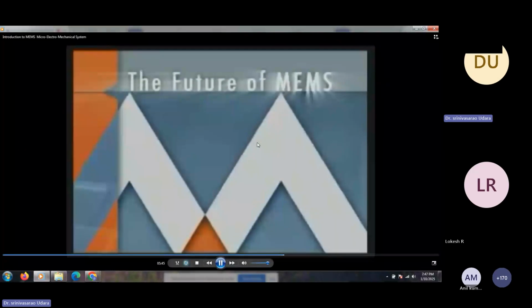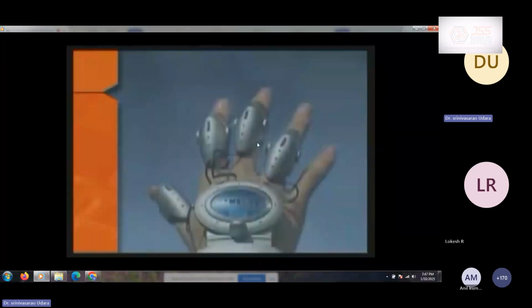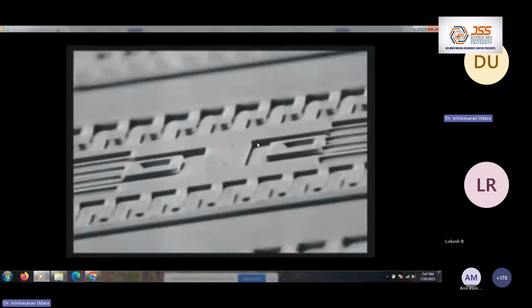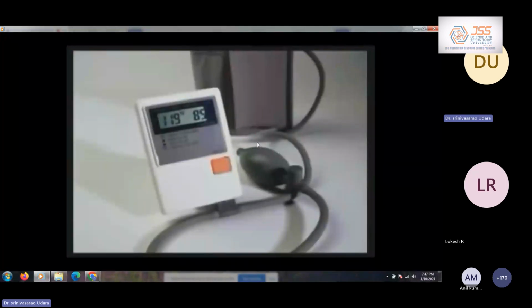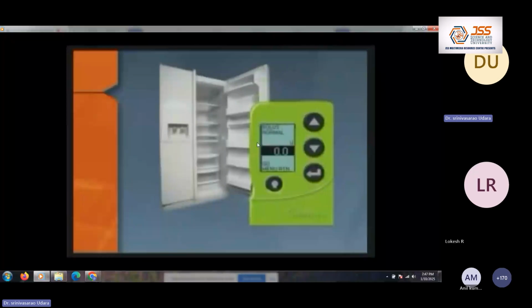MEMS technology will continue to quietly improve life as we move into the future. We may not be able to see the devices, but we will see its applications as they continue to affect our lives. Because MEMS is a flexible technology, it has the unique ability to improve current products, delivering new levels of performance and efficiency to both mass market and highly specialized applications.